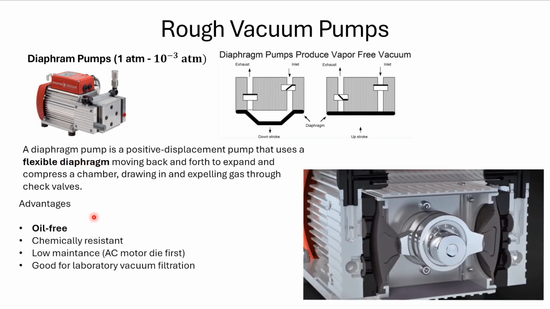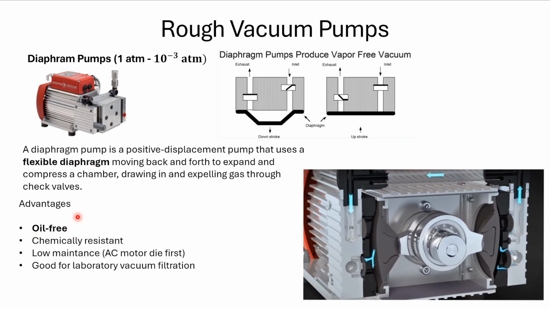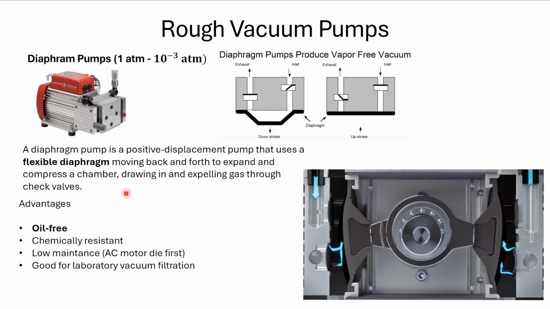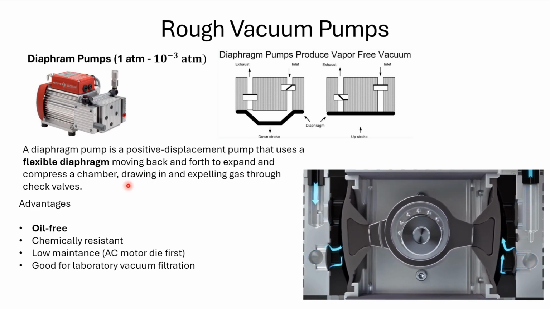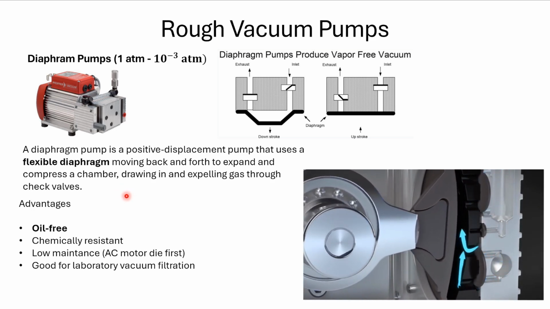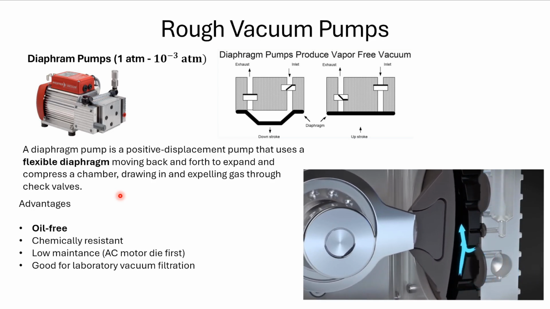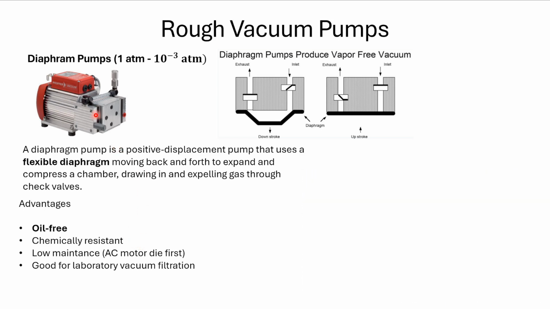The main advantage is that there's no oil. Of course, there's a moving part, but there's no oil here. They are generally chemically resistant. If the diaphragm is chemically resistive, then the pump becomes chemically resistant, so that you don't need to change the diaphragm for a long time if you are not using the corrosive gases. But generally, we use the corrosive gases for these pumps, and I will talk about why.